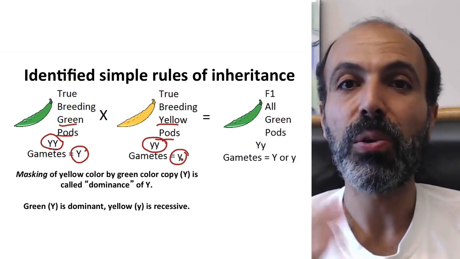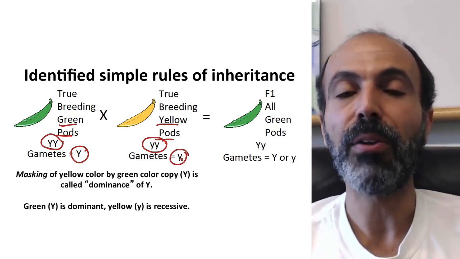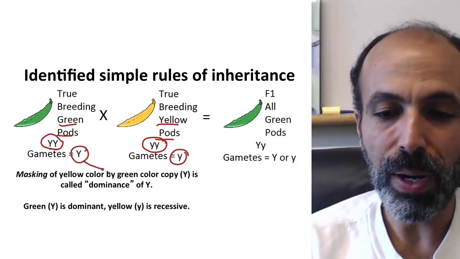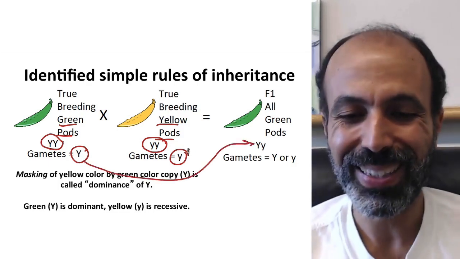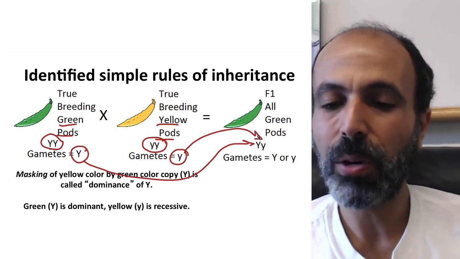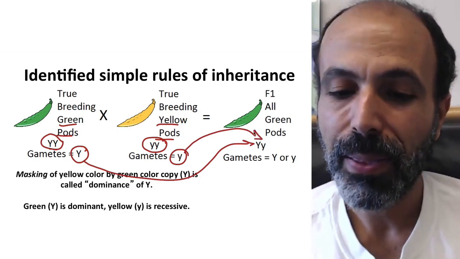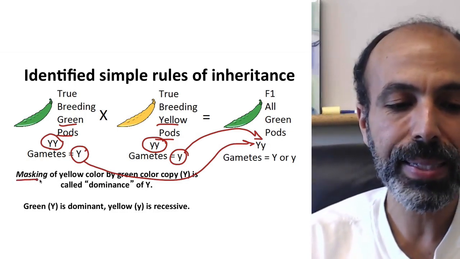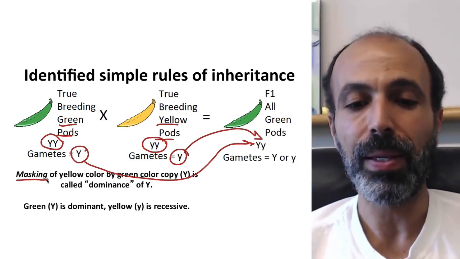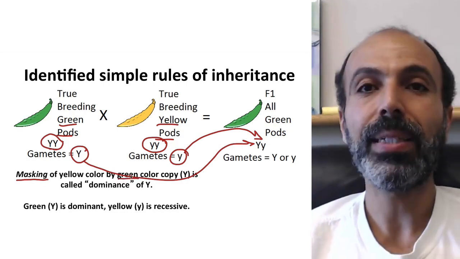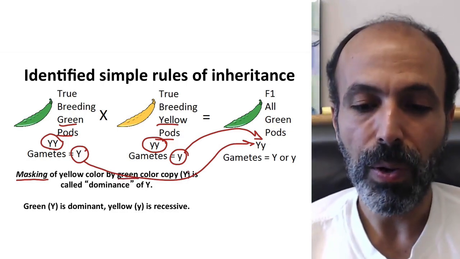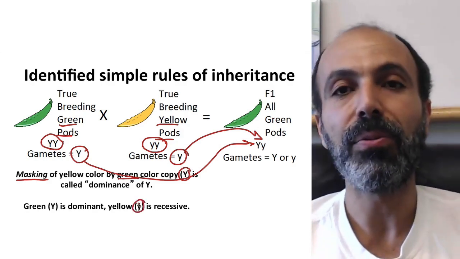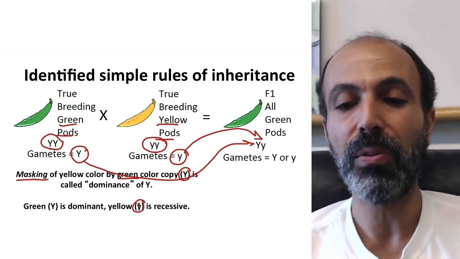The F1s, or the offspring of these two things, the F1 is the offspring from a cross. Well, they'll get the big Y from this plant, and the little y from this plant. So they are big Y, little y. Nonetheless, they are all green. So in this case, we have a masking of the yellow color by the green copy, right? So big Y, the green one, is definitely dominant. Little y is definitely recessive because you don't see it when you have one of each in there.